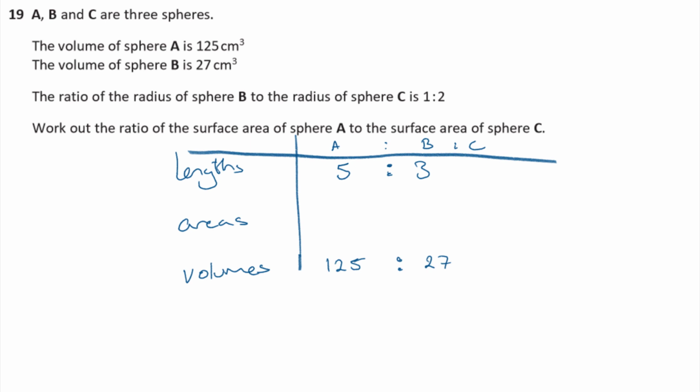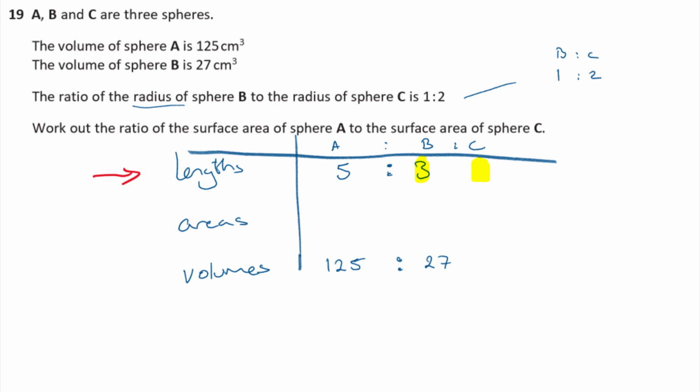Now it says that the ratio of the radius of sphere B to the radius of sphere C is 1 to 2. Radius is a length, so it falls in this category here. So we know that the ratio of B to C is 1 to 2. Now I want to formulate that ratio. Note down here I've got a 3, so I want to find the number that goes here for C.